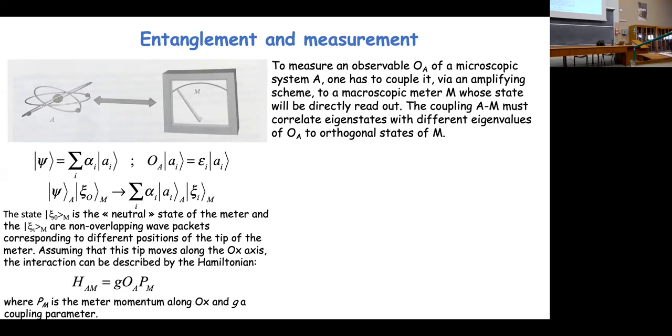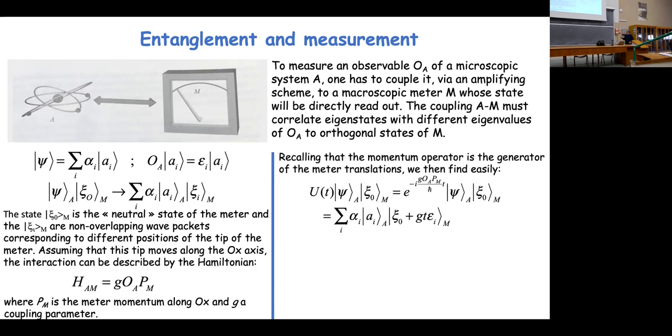I remind you that P is a generator of translations. And so if I expand OA on the basis of eigenstates of A, I will make a translation which will be proportional to the eigenvalue. And so if I have different eigenvalues, it will give different translations. It is exactly what I need. I need to have a coupling which moves the needle by different amounts depending upon different eigenvalues. And this is what I have written on the right part of this slide.